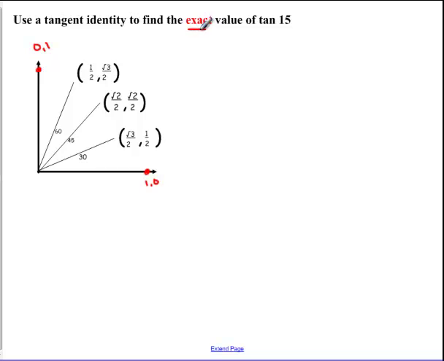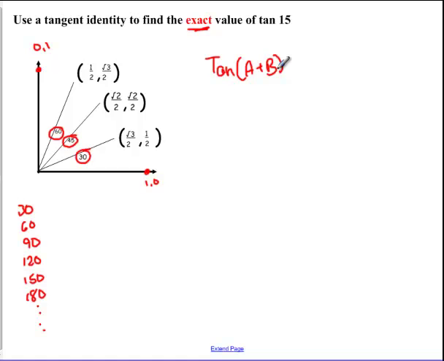And again, exact value. So I have to use these numbers, 60, 45, 30, or multiples thereof. So 30, 60, 90, 120, 150, 180. You get the idea. So 15. And again, I can use the tangent of A plus B. I can find two of these exact angles that add up to 15.